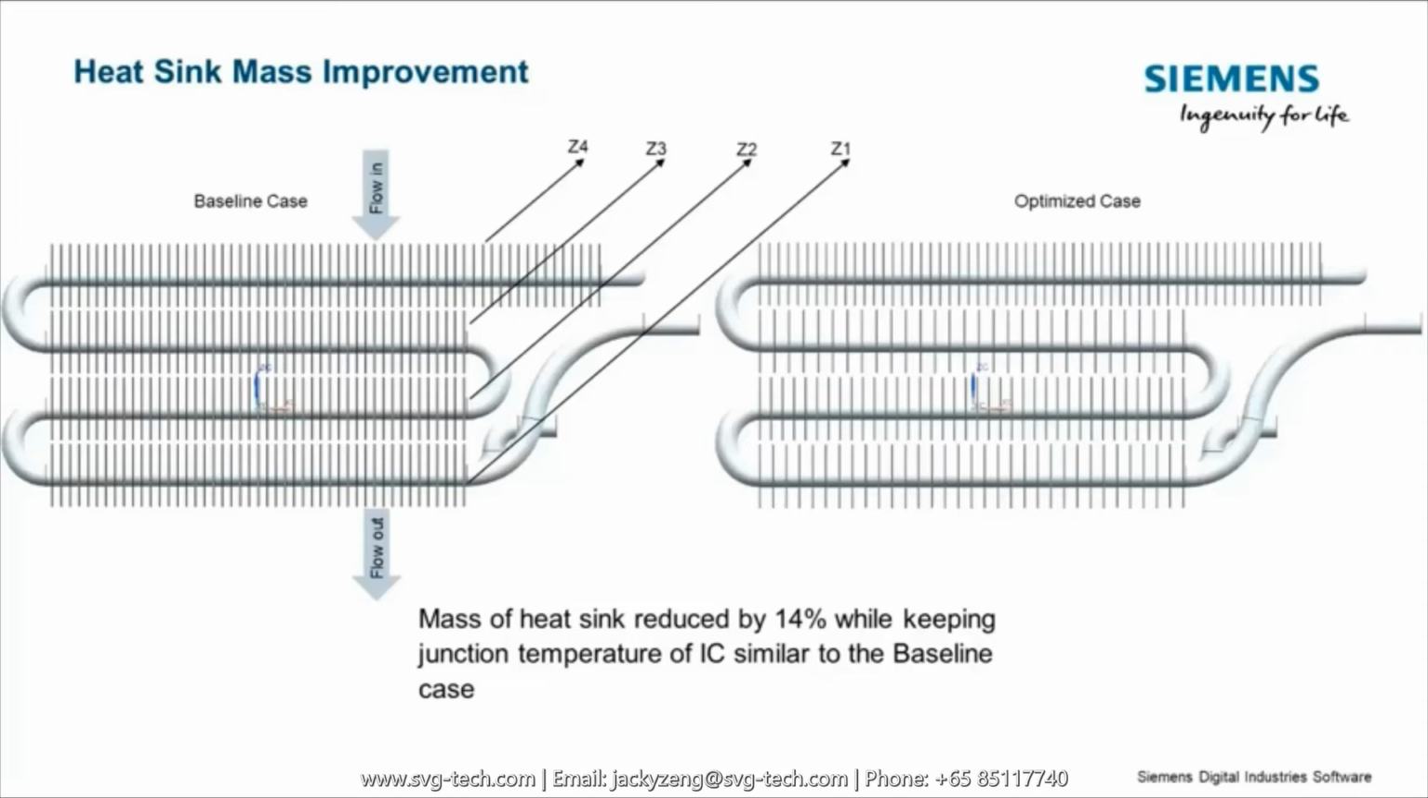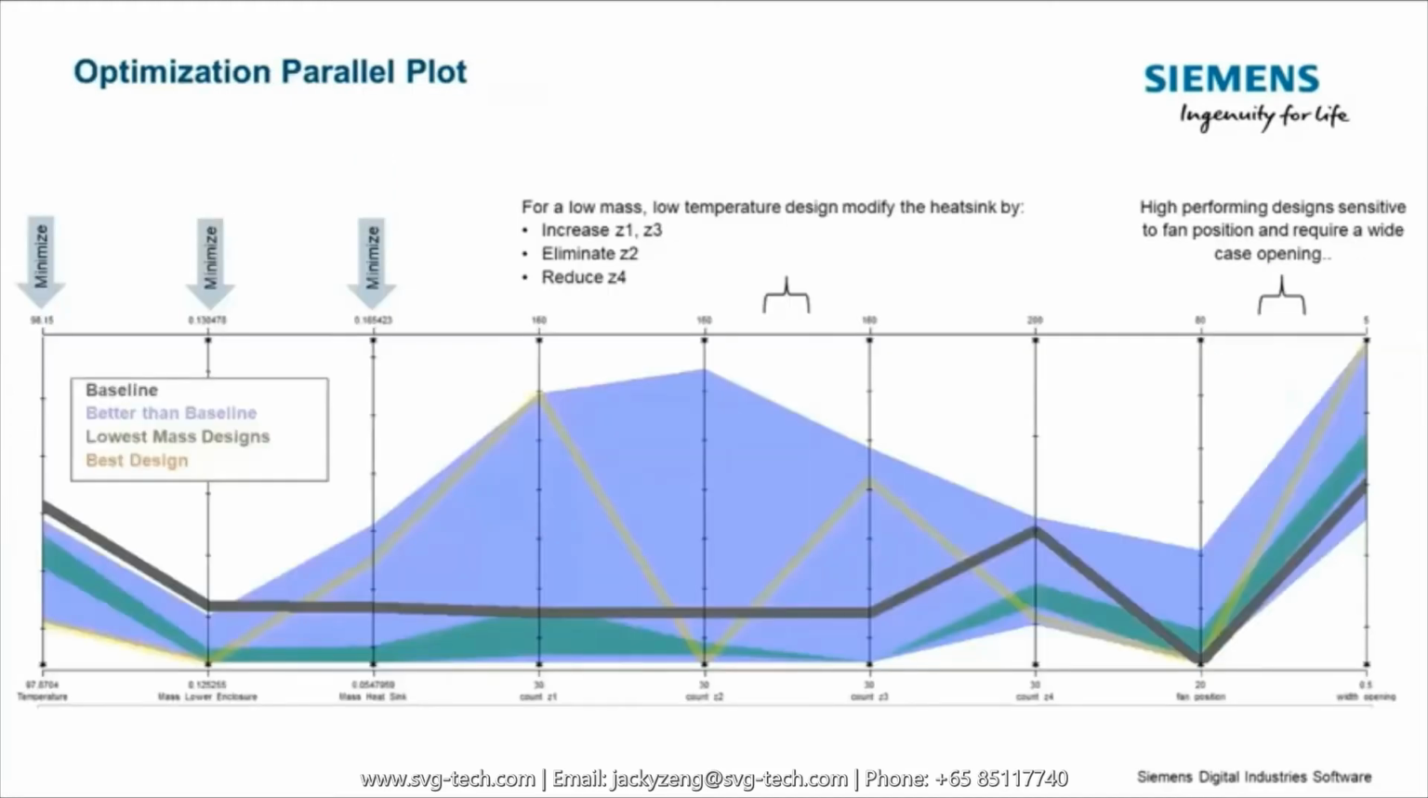The optimized design, as you can see, is not even; it has a varied distribution of fins on each of these rows. What HEADS was able to do for this specific design was reduce the mass of the heatsink by 14% while keeping the junction temperature of the IC similar to the baseline case. So the baseline case was 14% heavier, yet it still resulted in the same junction temperature as the optimized case. Those are the kinds of trade-off studies we can do with HEADS.